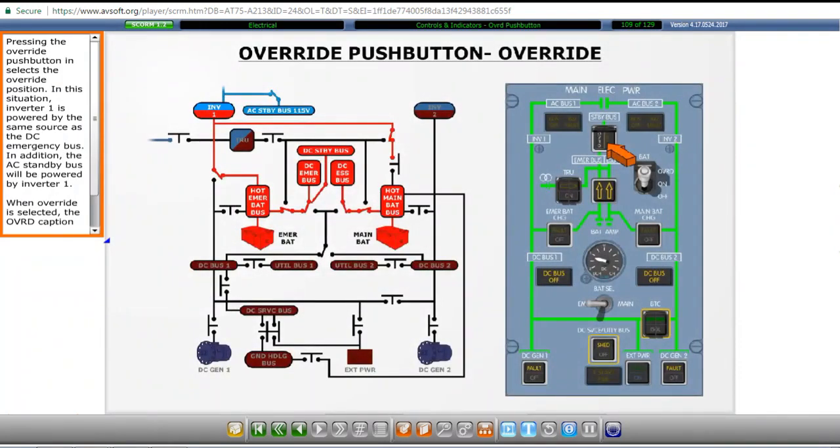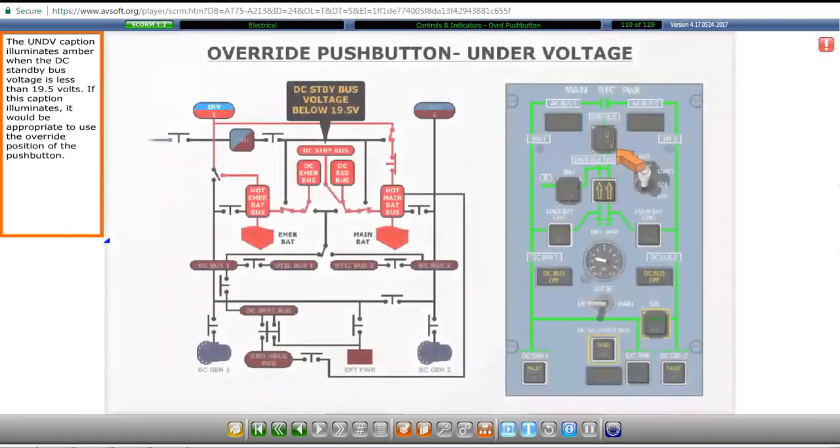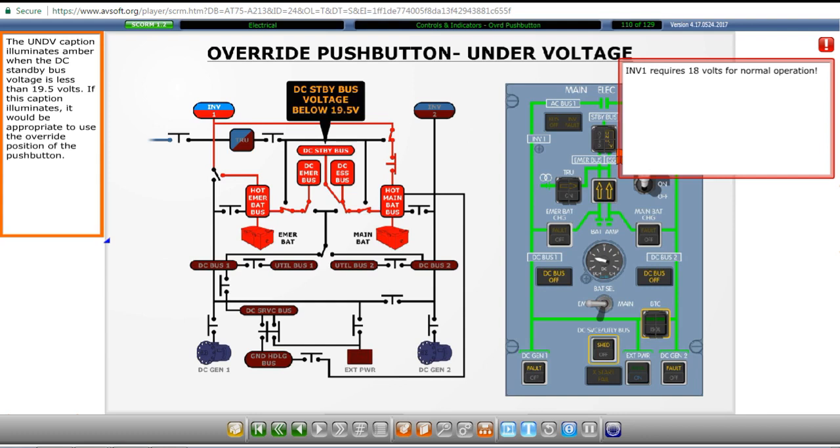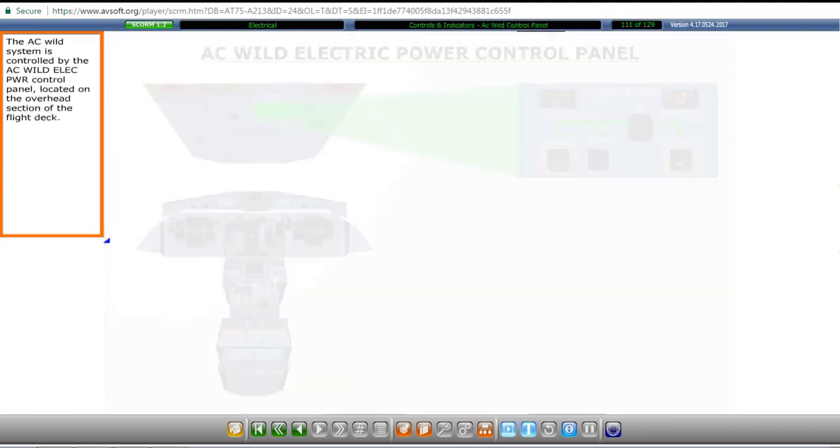Pressing the override push button in selects the override position. In this situation, inverter 1 is powered by the same source as the DC emergency bus. In addition, the AC standby bus will be powered by inverter 1. When override is selected, the override caption illuminates in the push button. The undervoltage caption illuminates amber when the DC standby bus voltage is less than 19.5 volts. If this caption illuminates, it would be appropriate to use the override position of the push button.